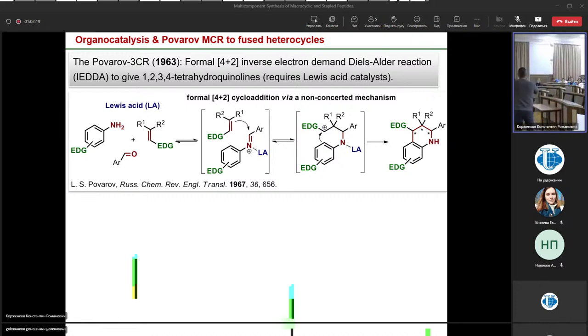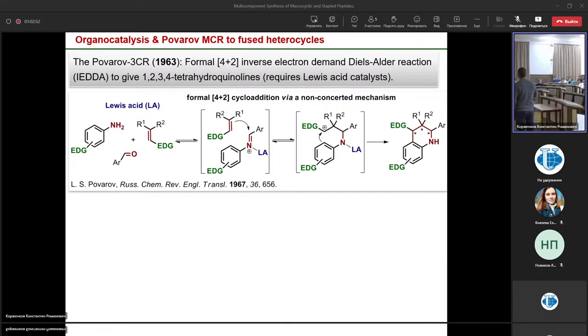I don't know how the pronunciation is, because we, the Latin people, we put the accent always at the end, in French, in Italian, in Spanish, but I don't know how the pronunciation is, but it's a spectacular reaction. It is known to be a formal 4+2 inverse electron demand Diels-Alder reaction. Take a look that this is a reaction of an aniline with an electron withdrawing group in the presence of an electron-rich alkene and a carbonyl. The carbonyl could be aliphatic, but it's better if it is aromatic, okay?